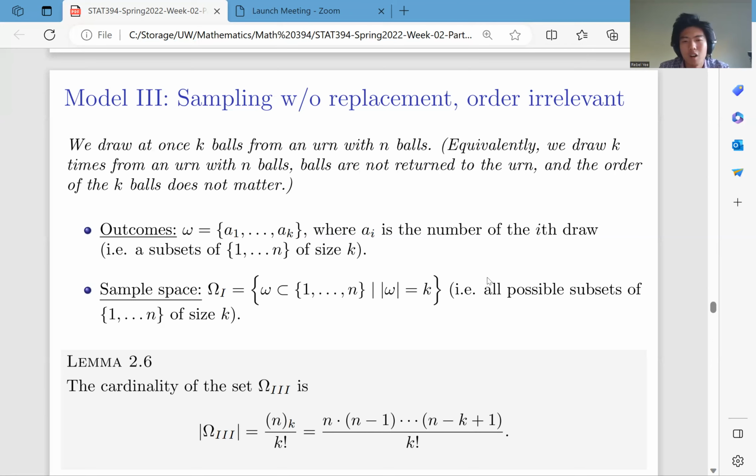It's a set of k elements, A1 to Ak, where Ai is the number of the ith draw. So obviously the cardinality of the set is k, the number of draws. And each draw can be in 1 to n, but it should be a subset, which means no two can be the same because the ball is not returned to the urn.